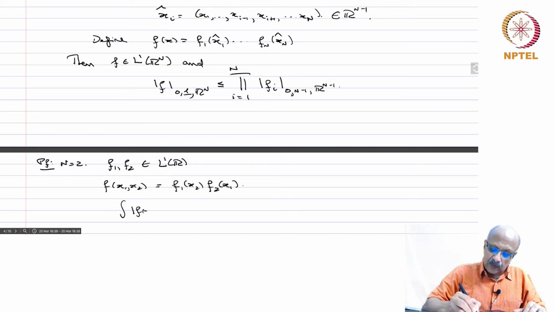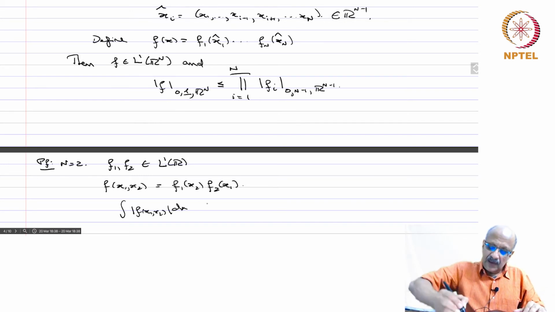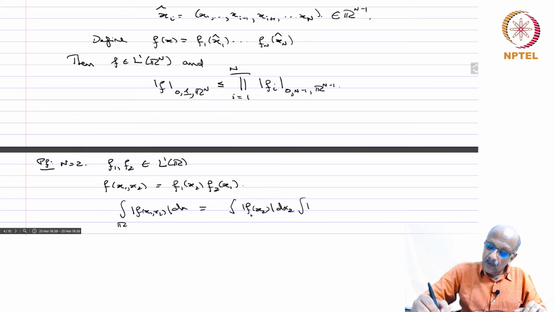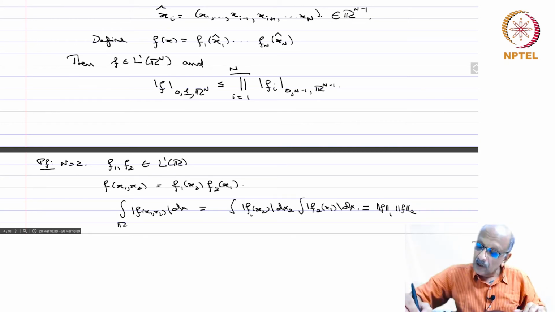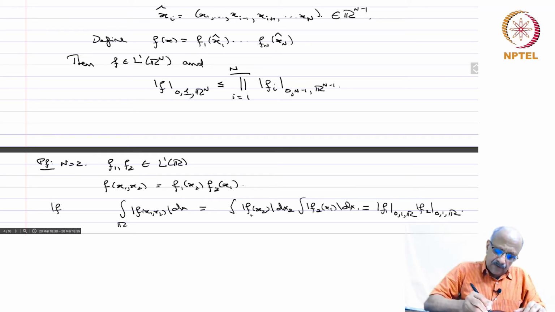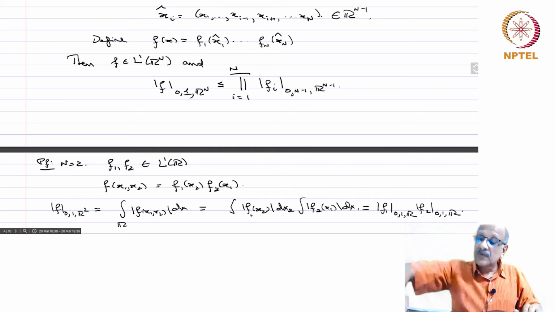So, the integral of mod f of x1, x2 dx is nothing but, because this separates the variables, by Fubini's theorem the integral of mod f1 of x2 dx2 times the integral of mod f2 of x1 dx1, which is in fact equal to the norm of f1 times the norm of f2, that is, the L^1(R) norm of f1 times the L^1(R) norm of f2. And therefore this is the L^1(R^2) norm of f. So, this is just separation of variables.